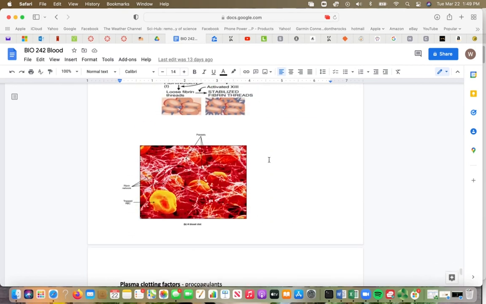So this is a nice electron microscope picture of a clot being formed. So you can see that with all these fibers in there, this is why scabs are kind of a rough-looking tissue.